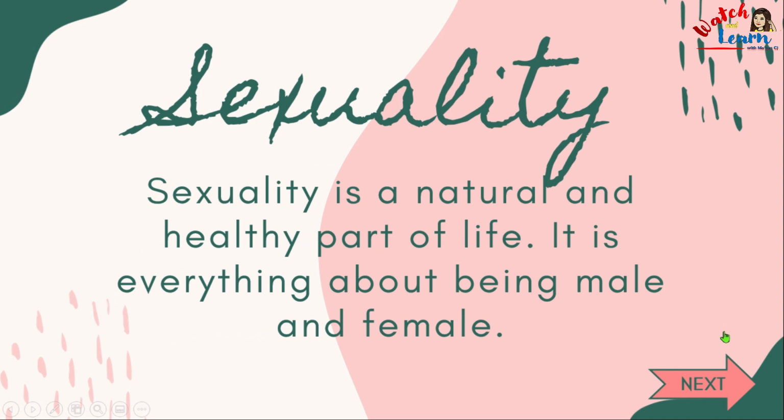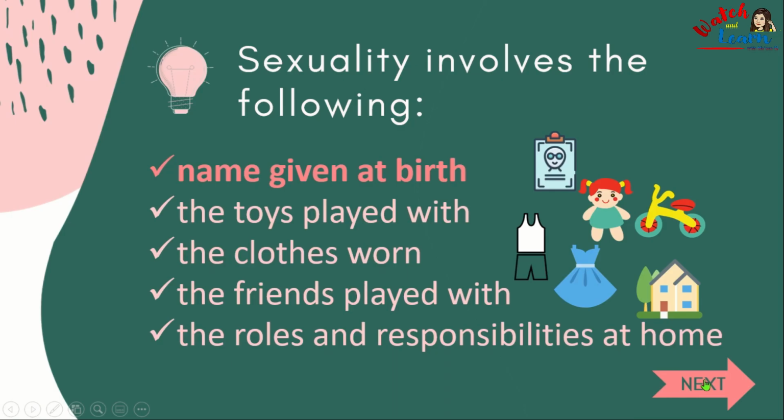Remember that sexuality is a natural and healthy part of life. It is everything about being male and female. Sexuality involves the following. Name given at birth. Every child is given a name at birth, and those names are usually based on the baby's sex. For example, a baby boy is named Marco or Juan or maybe William, while a baby girl is named Alicia or Candy or maybe Barbie.